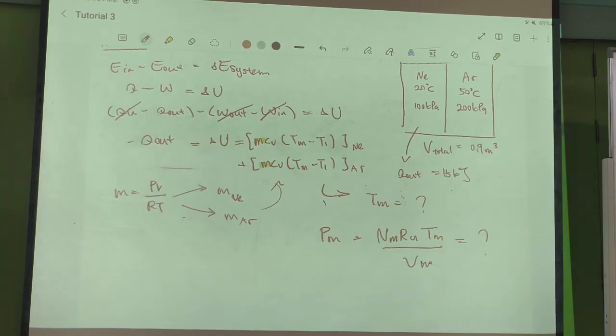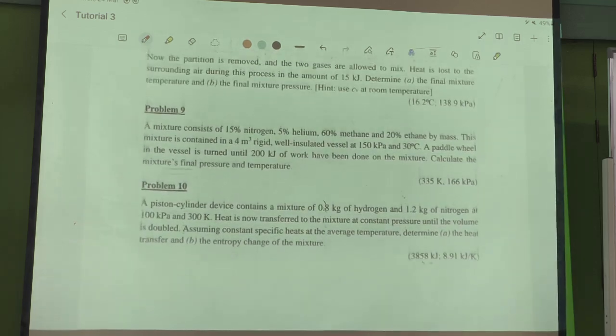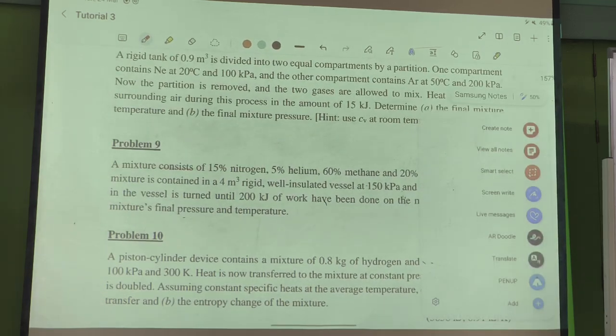Okay, so we have one last note and one more question. We just look at problem 9 now.